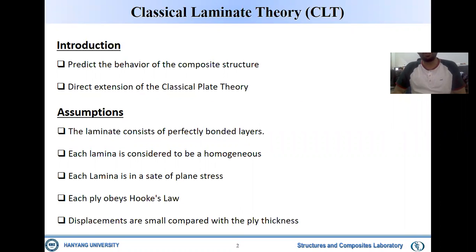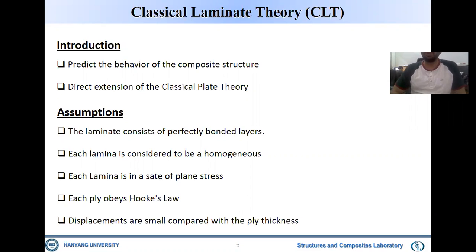Classical laminate theory is a commonly used predictive tool which evolved in the 1960s, which makes it possible to analyze the complex coupling effect that may occur in composite laminate. It is able to predict the strains, displacement, and curvatures that develop in a laminate as it is mechanically and thermally loaded. This is a direct extension of the classical plate theory.